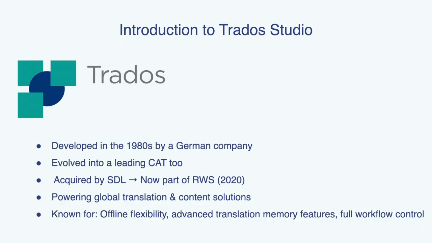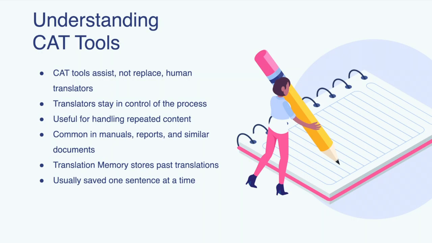It's especially popular with translation agencies, localization teams, and freelance translators who need offline flexibility, advanced TM features, and full control over their workflow. Compared to newer cloud-based tools like Phrase or SmartCat, Trados stands out for its powerful desktop environment and long-standing reputation. Before we dive into Trados Studio itself, let's take a moment to understand how CAT tools like Trados Studio work and why they're used in professional translation.